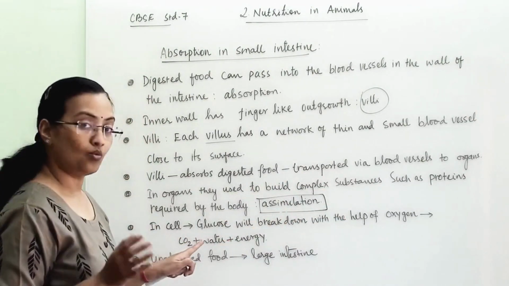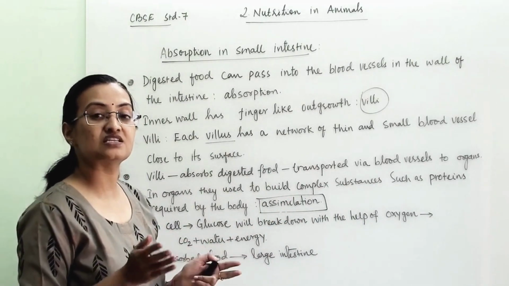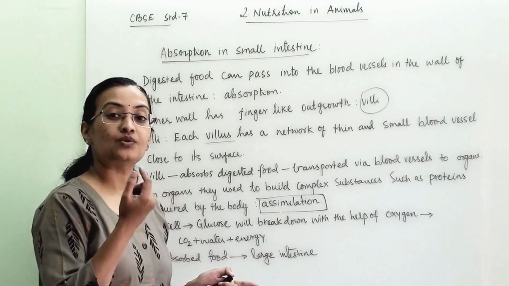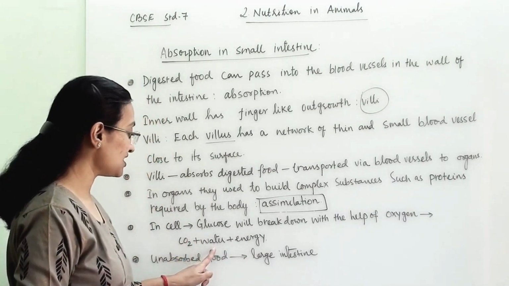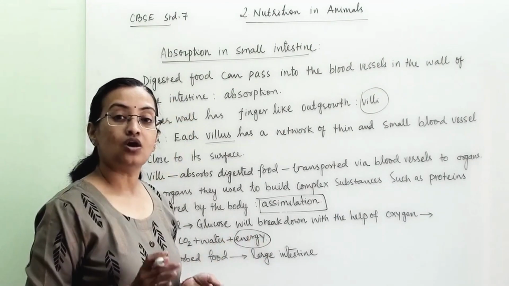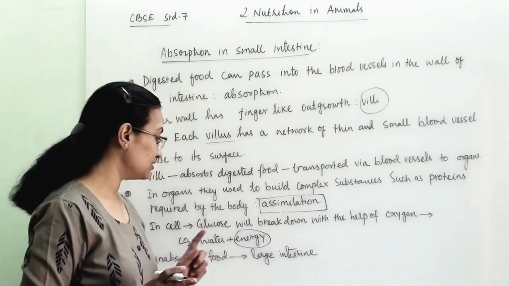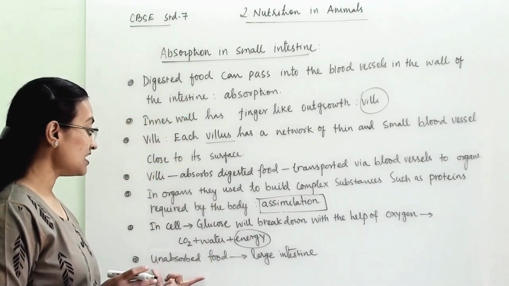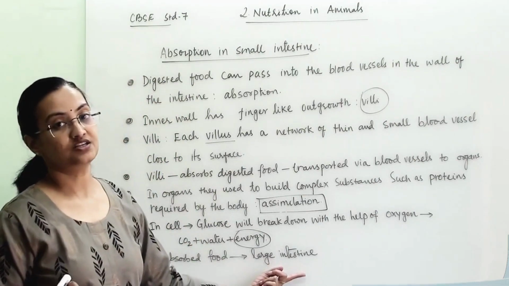Now in the cell, what will happen? That glucose will break down into simpler substances in the presence of oxygen, which we are breathing along with the air, and they are liberating carbon dioxide, water and energy. And this energy we are using in all the different types of actions and activities we perform throughout the day. Now whatever unabsorbed food is there will pass to the large intestine.